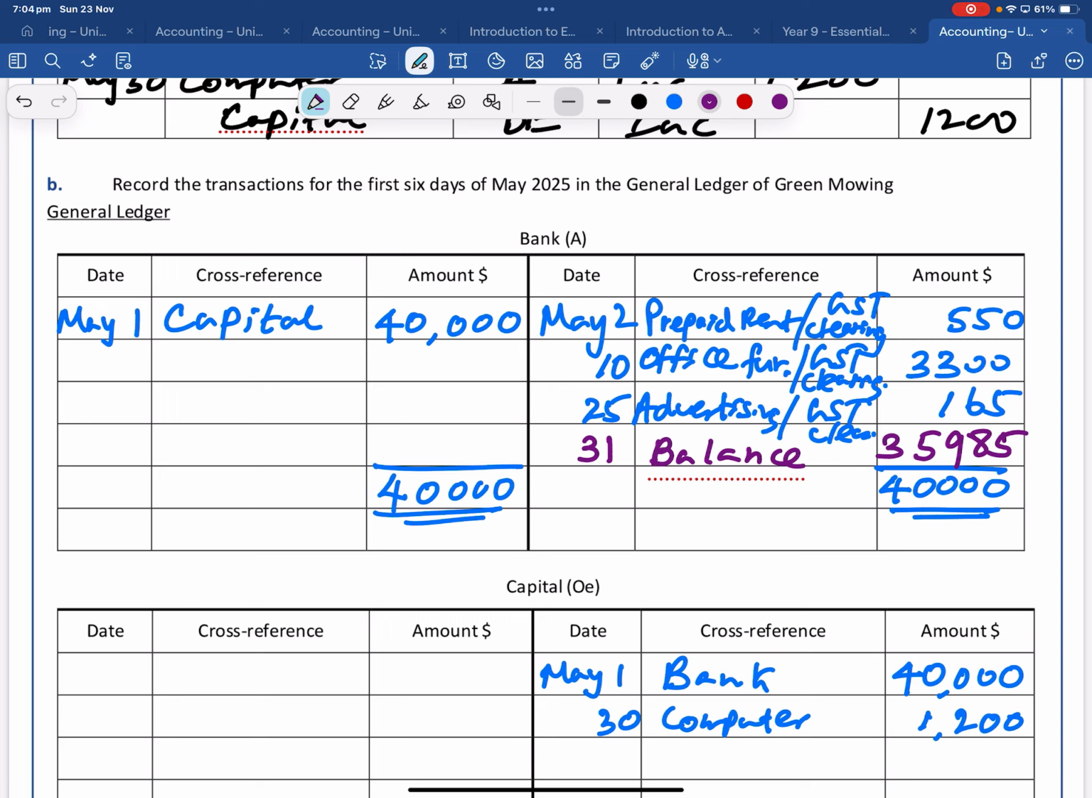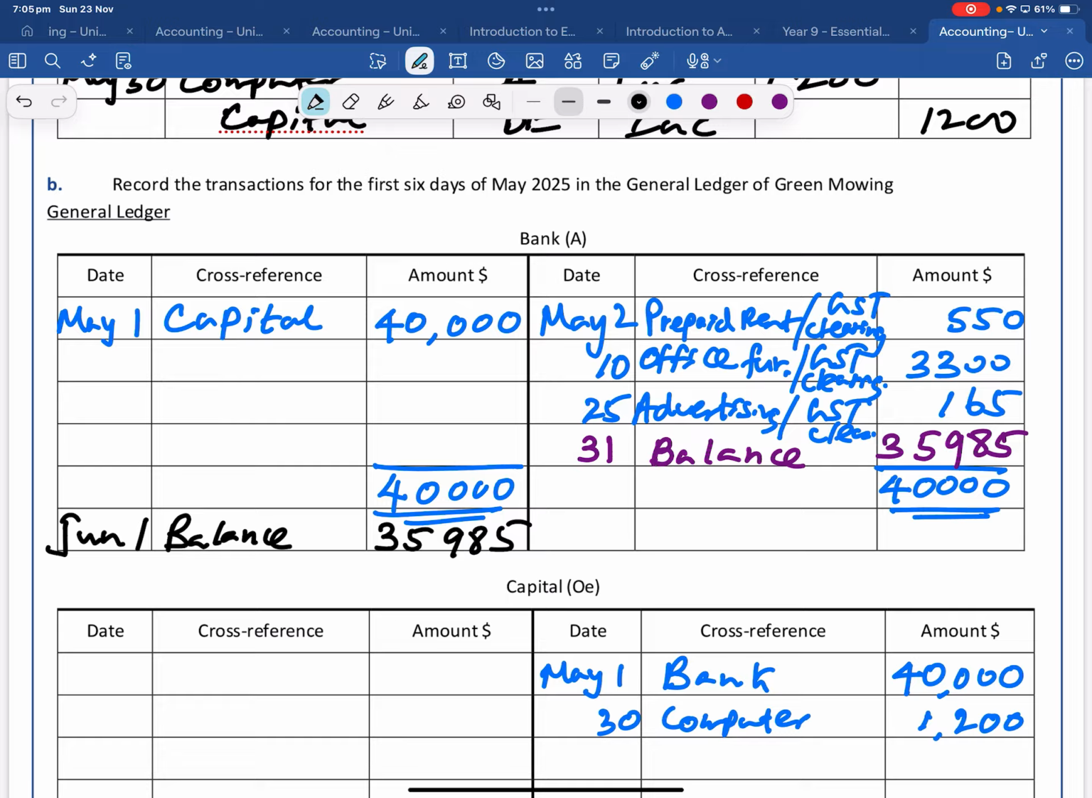Wait, you don't write the smaller balance? We don't write the smaller, you mean the smaller total? No. Okay, then we go to the other side, guys. We will write June 1st because it's the next period. We'll write balance. How much? Same amount, 35,985.